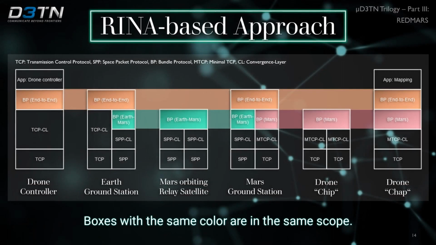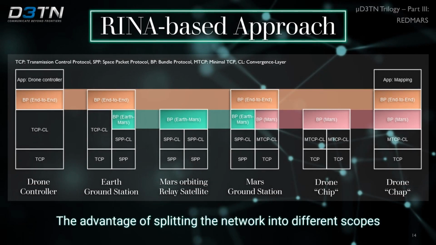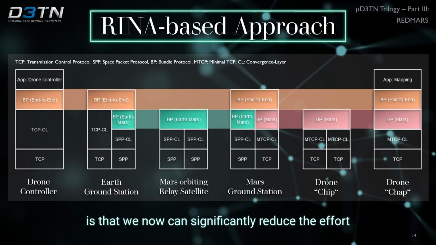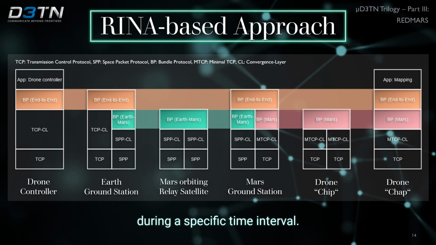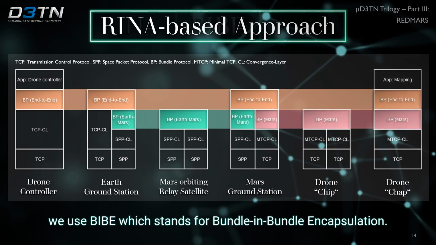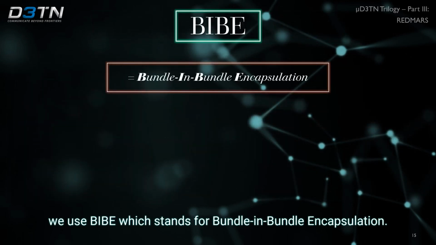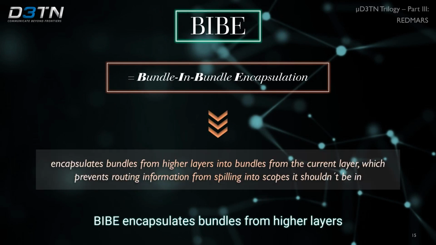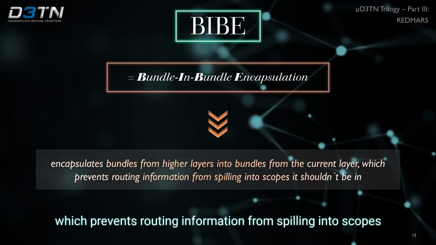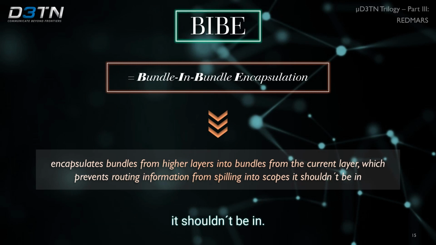Boxes with the same color are in the same scope. The advantage of splitting the network into different scopes is that we now can significantly reduce the effort involved in exchanging routing information. An item of routing information is, for example, that the OPS-SAT can be reached via the ESA ground station during a specific time interval. For connecting the scopes, we use BIBE, which stands for Bundle-in-Bundle Encapsulation. As the name suggests, BIBE encapsulates bundles from higher layers into bundles from the current layer, which prevents routing information from spilling into scopes it shouldn't be in.